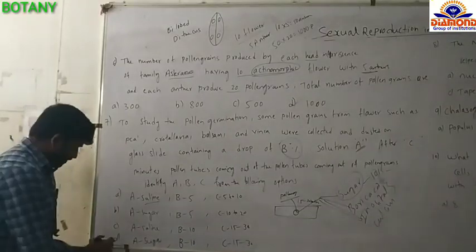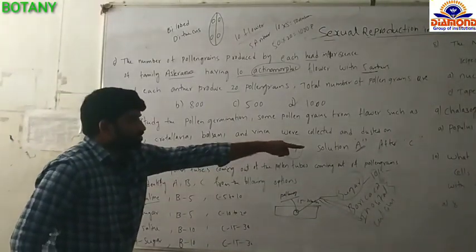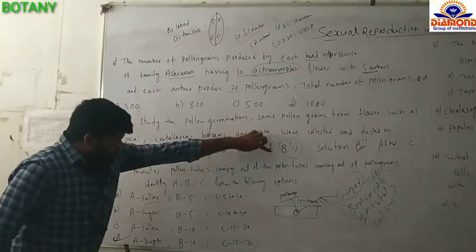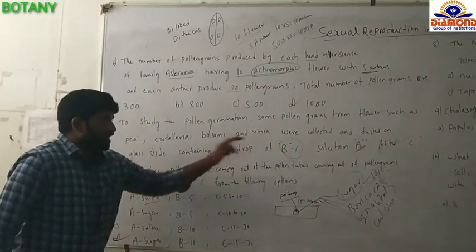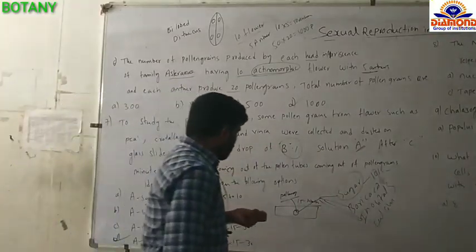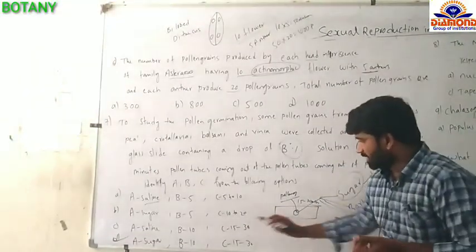So the answer is D, which means the solution is a sugar solution. The solution name is sugar, the percentage of the sugar is 10%, and the time for pollen grain germination is 15 to 30 minutes. So the answer is D.